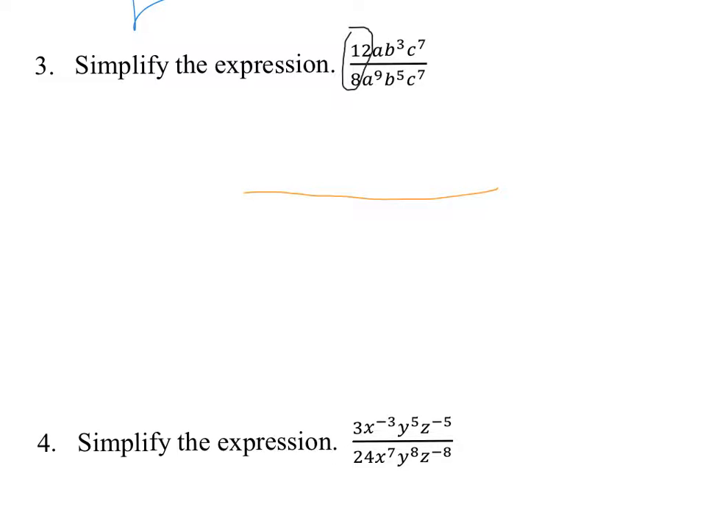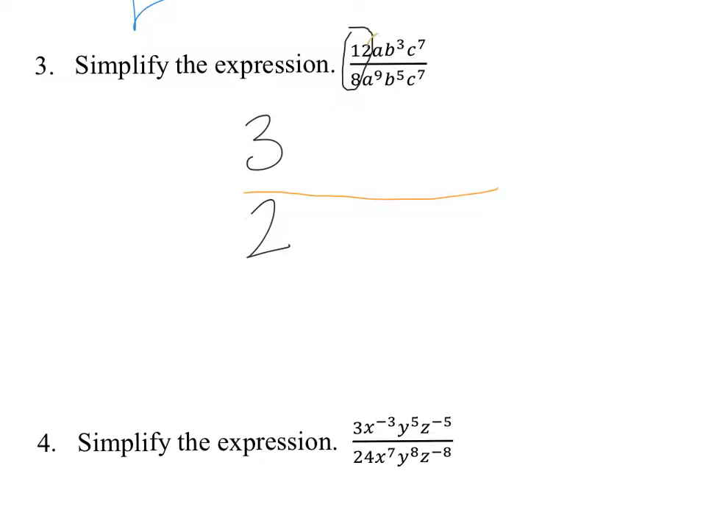So since I don't have any fraction exponents, I'm not going to write in prime factorization. That's when you have a fraction exponent that you want to see if it can simplify further. In this case, I don't. 12 over 8, what do both of those get divided by? What factor goes into both of those? 4. So 12 divided by 4 is 3. 8 divided by 4 is 2.